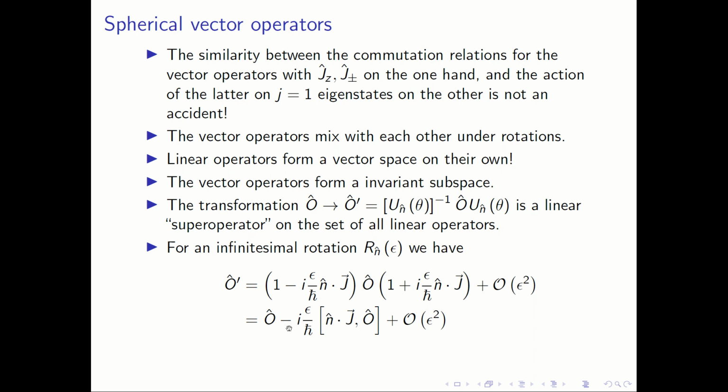Okay? And if you carry out this product, remember you are allowed to only carry this out up to order epsilon, you get O hat, which is identity, O hat identity. These are really identities and not one. And then you get first order terms from this acting on O hat times identity, or identity acting on O hat times this. And it's very easy to combine them and see that the result is the original operator O minus i epsilon by h cross times the commutator of n hat dot J acting on O.